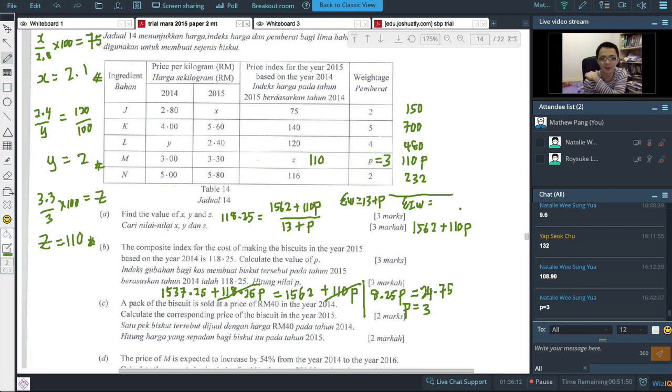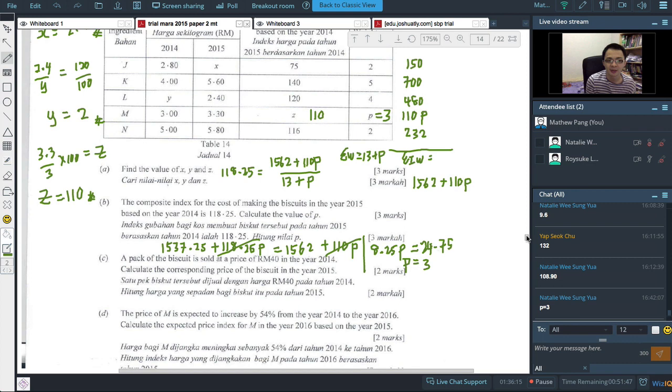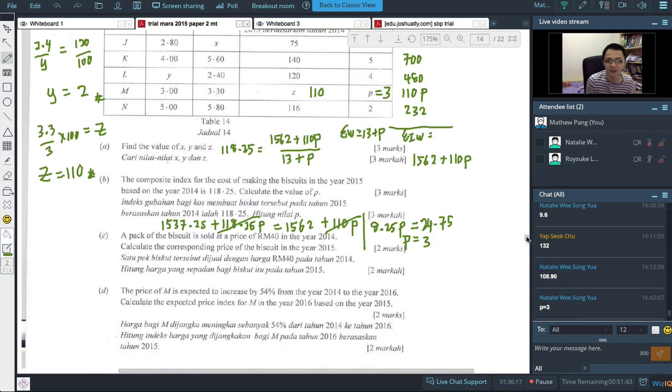Then what we do next is a pack of biscuit is selling at 40 in the year 2014. Calculate the corresponding price in 2015. Yeah, it's easier. So I want to find price for 15 over price for 14, which is 40, multiplied by 100, I will get 118.25. And I solve it. Price for 15 will be 1.1825 multiplied by 40, 47.3. Okay, this 2 marks is something like bonus marks.